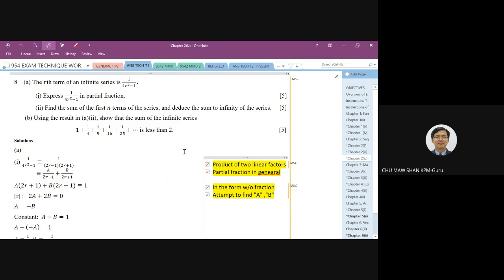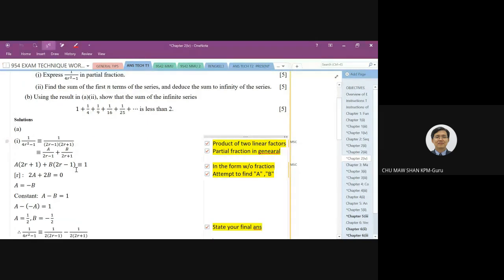Okay, number 8. Number 8 involve partial fraction. So how to do a correct working for partial fraction? So, 1 over 4r squared minus 1 identically equals to this one. So we are able to write 4r squared minus 1 as the product of two linear factors. Okay, then we express in the partial fraction in general, where A and B is still unknown.